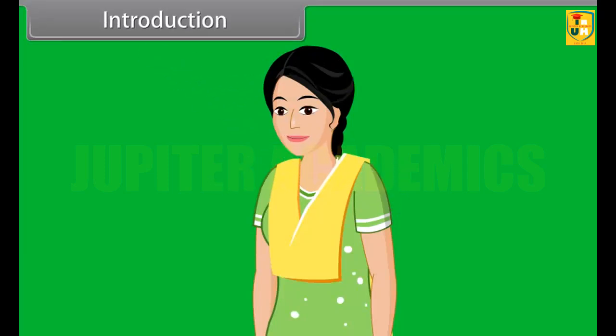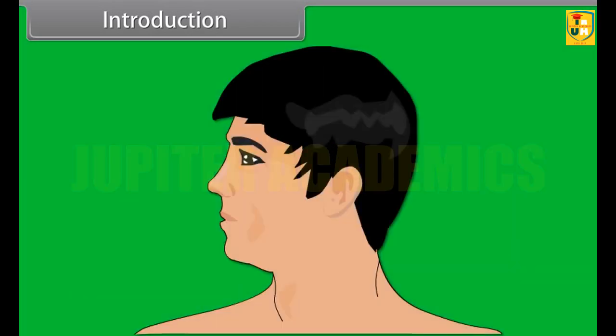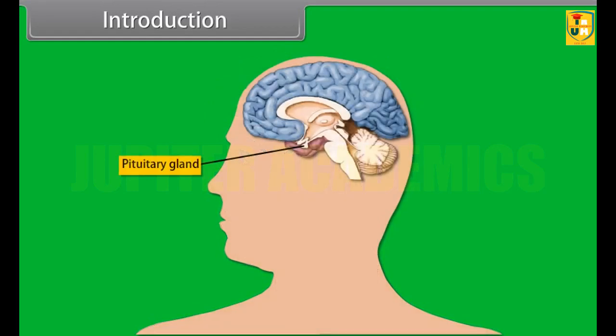Hey kids, in this lesson you will learn chemical coordination and integration in the human body. Do you know how we grow in size? Growth is a very complex process involving coordinated action of several hormones. Majorly, growth hormone is responsible for stimulating growth of the body, and it is released by the pituitary gland.